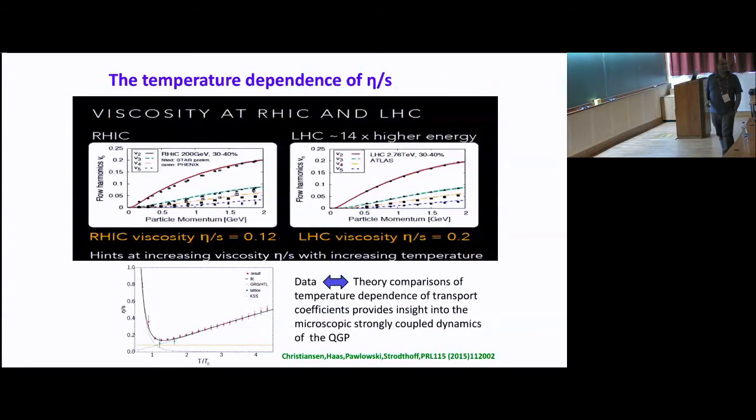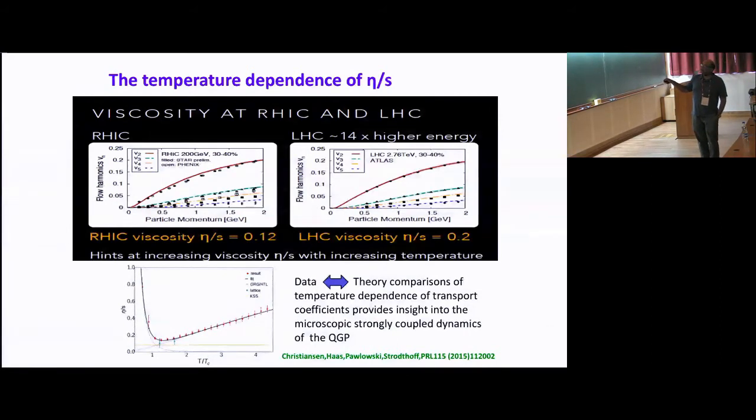You can also think about the temperature-dependent equation of state. When you do the same exercise at RHIC and the LHC, you find that the model gives you a very good description of data in both cases, except in RHIC. At RHIC, you have to assume a smaller eta over s. Okay, so at RHIC, you have to assume eta over s of 0.12, which is very close to this KSS bound, while at the LHC, it's about 2.5 times greater than the KSS bound.